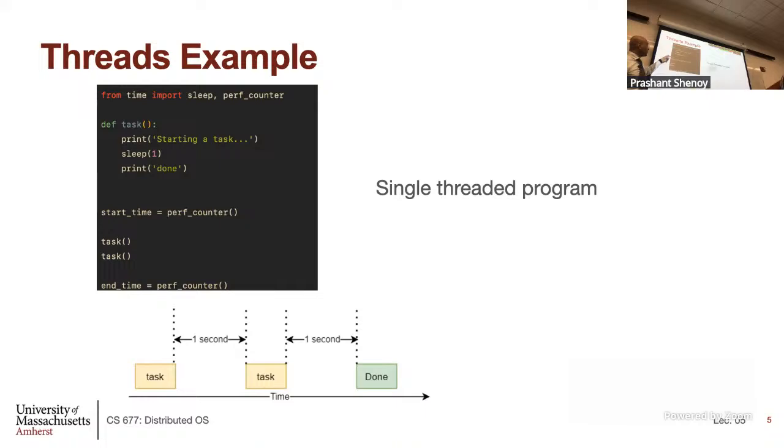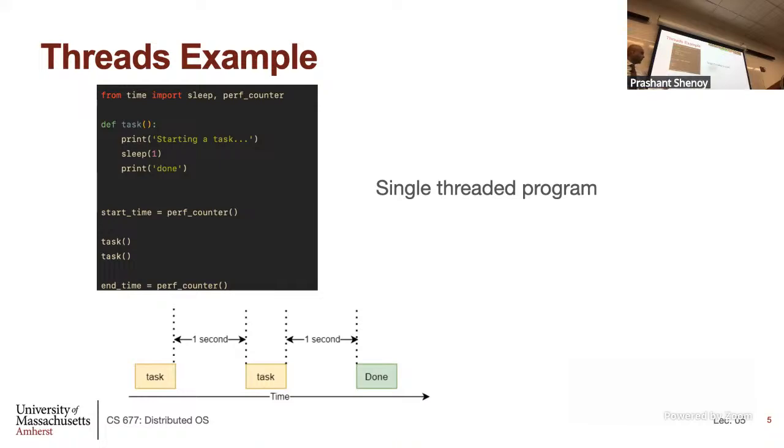And here's the main program. It's going to execute sequentially. It'll call task twice. This function is called twice. There are no threads here. So this execution is essentially going to sequentially execute that task twice. That's what is shown here. So this is the timeline of that execution.